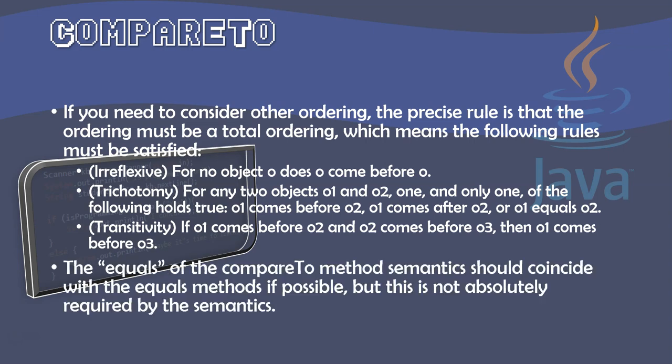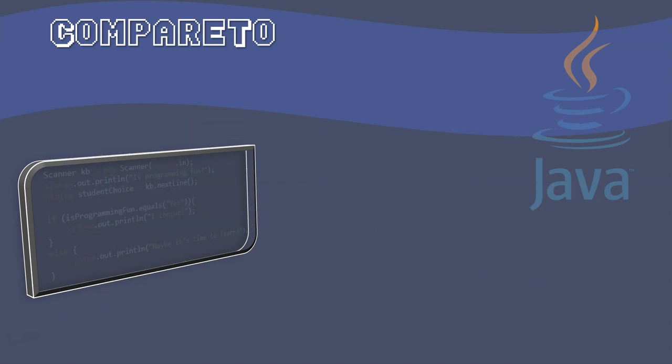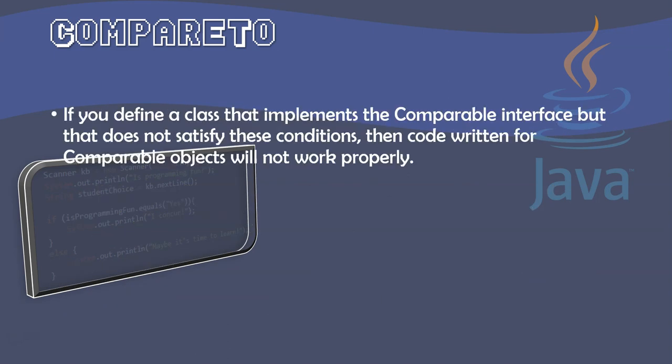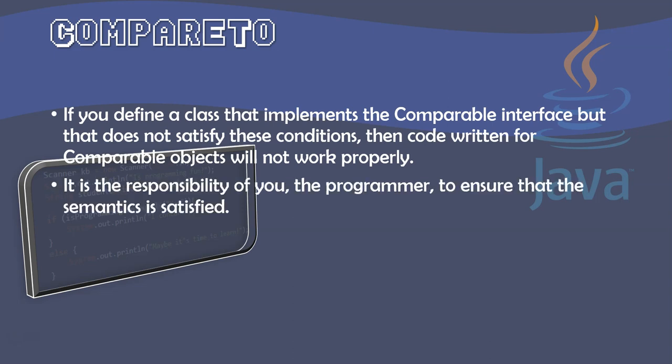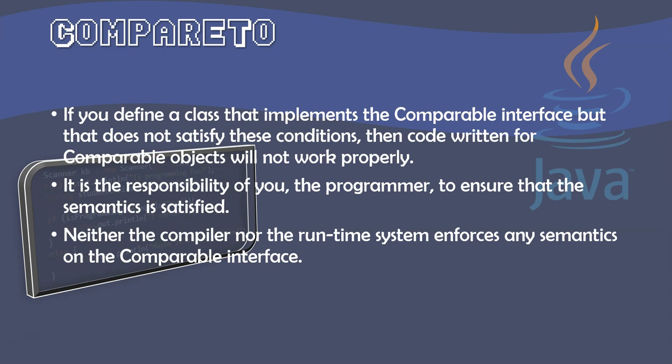When we deep dive into this method, the equals semantics of the compareTo method should coincide with the equals methods of your classes if possible. But this is not absolutely required. If you define a class that implements the Comparable interface but does not satisfy those conditions, then the code written for Comparable objects will not work. It's the responsibility of you, the programmer, to ensure that those semantics are satisfied. Now, neither the compiler nor the runtime system enforces any semantics onto the Comparable interface.